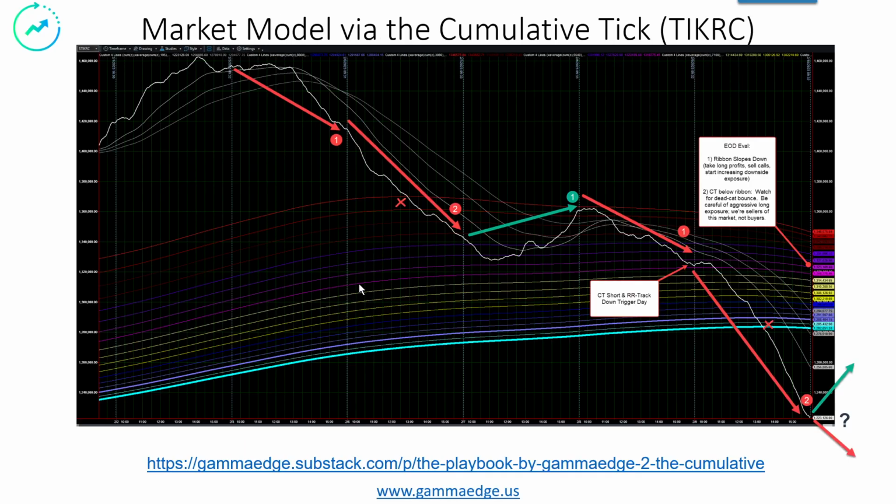As I said, the market model using our cumulative tick indicator, we broke through the bottom of the ribbon yesterday, and when that occurs, that's going to turn both slopes. So the first time that happened a few days ago, was a warning sign. We failed to recover, and now we're going to be pulling both of these down. When we get that type of indication, that is an opportunity to start increasing your long exposure.